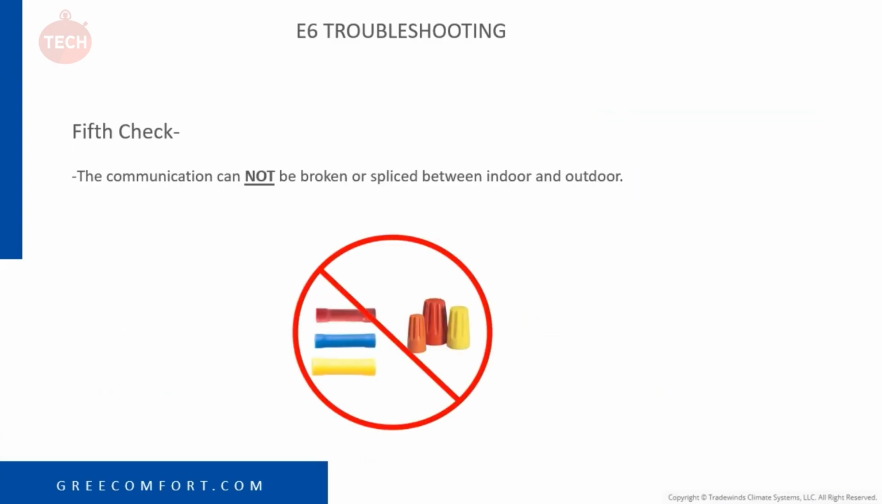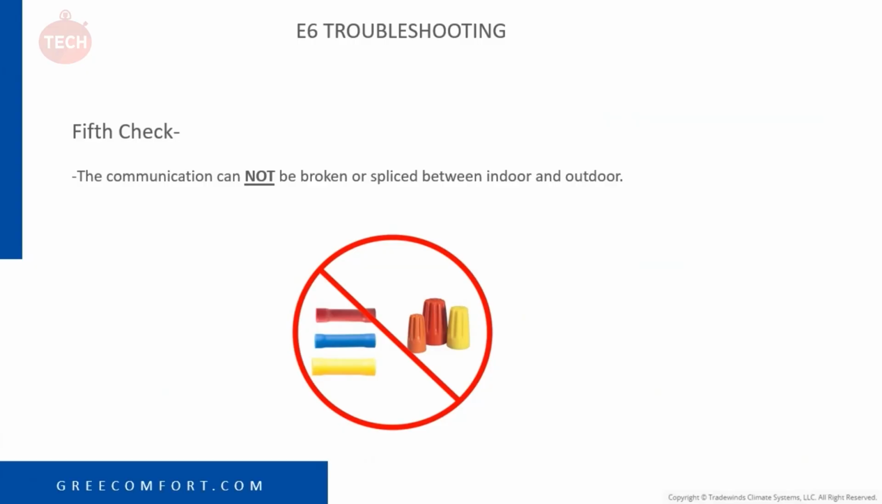And the fifth check, the communication wire cannot be broken or spliced between the indoor and outdoor unit. So you want a solid run from inside to outside. No butt splices, no wire nuts, anything like that. It causes resistance. This is DC voltage, DC pulses. So with those connections, it will actually create some resistance and generate an E6 code. Again, it could be just like using the wrong wire. If you use solid wire, it could work at the very beginning of the install, just like having breaks in your wires. Again, you just want to make sure no splices and use the correct wire.